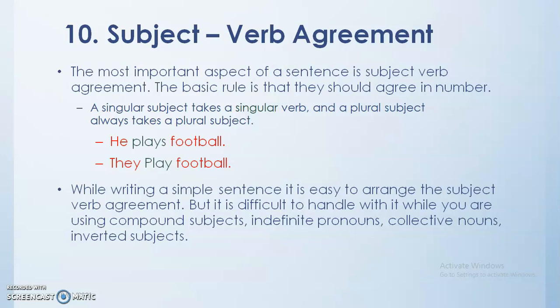While writing a simple sentence, it is easy to arrange the subject verb agreement, but it is difficult to handle when you are using a compound sentence. It will be very clear when we write a simple sentence, but when we write compound or compound complex sentences, it will become more confusing. So you have to be careful about it while attempting academic writing.